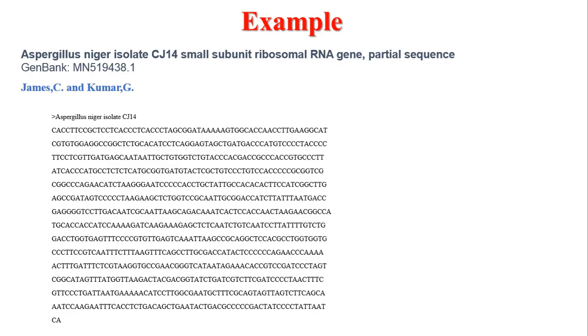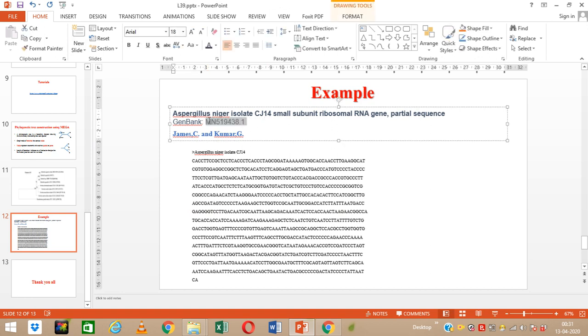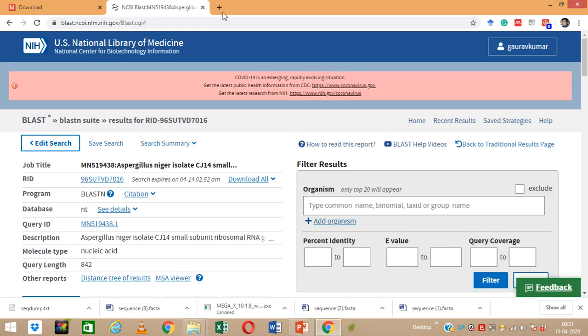Now we will try to learn how to construct a tree for an organism. For this, first you need the gene sequence of the organism. This is one example of a gene sequence which was identified by one of my MSc students in her project work. We have submitted this to the NCBI GenBank. The name we have given is Aspergillus niger isolate CJ14, and it was submitted with the accession number MN5119438.1.